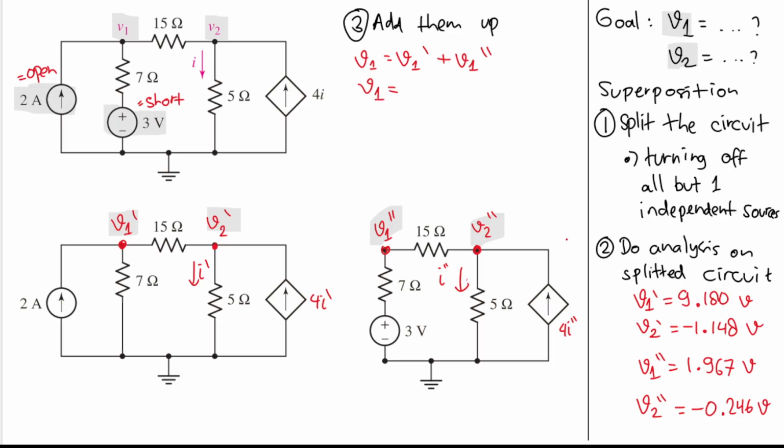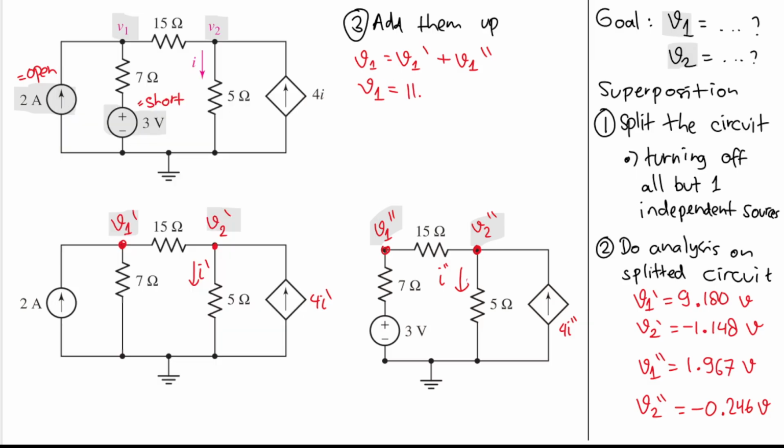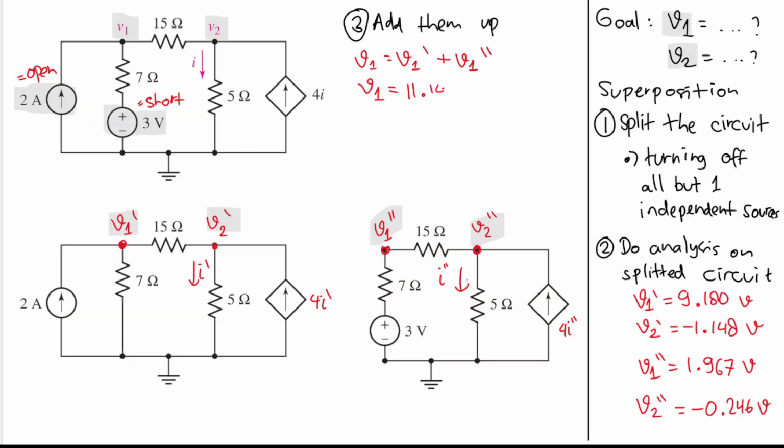Let's plug that into calculator, right? So we will have 9.180 and then plus 1.967. And I will have 11.147. And this is our V1, which is our first goal.